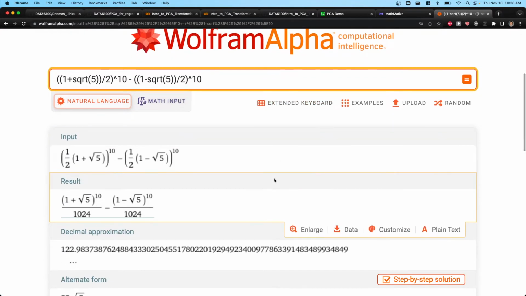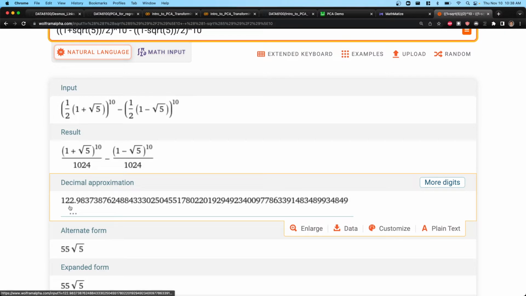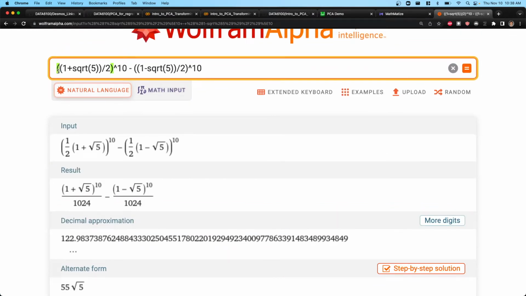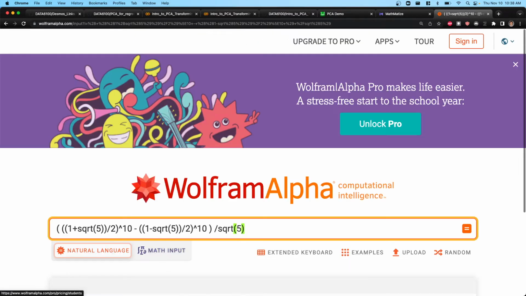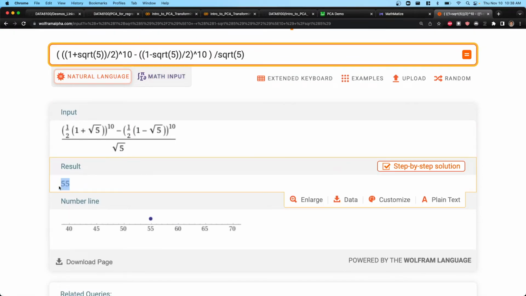Okay, so that's phi to the power 10 minus beta to the power 10. And we got this crazy number, 122.983. Uh-oh, what went wrong? You have to divide by the square root of 5. So phi to the n is a crazy irrational number, beta to the n is a crazy irrational number. You subtract them, divide by the square root of 5, boom, you get 55, which is the 10th Fibonacci number. That's my magic trick. Thank you very much.